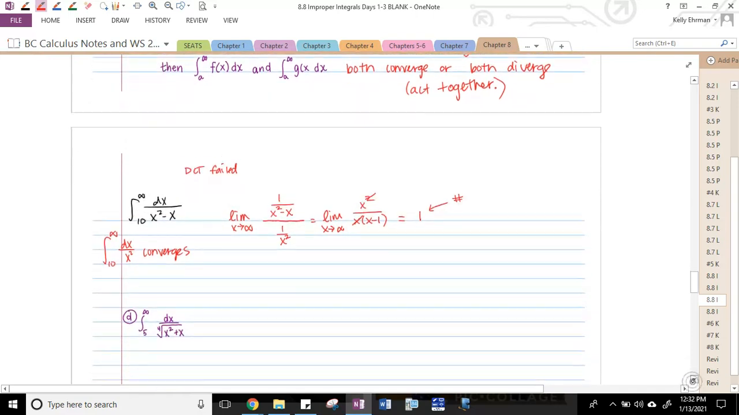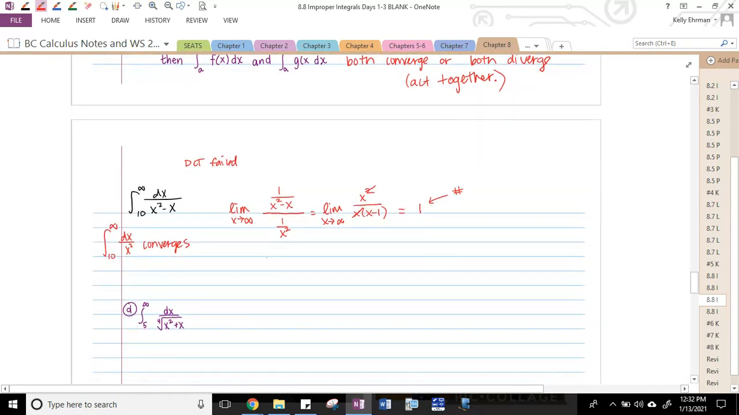So back to what we know. Our known function converges. Therefore, the integral from 10 to infinity of dx over x squared minus x also converges. I'm going to say it converges by limit comparison test. Again, write that out on the AP test, but I'm okay with you writing LCT.